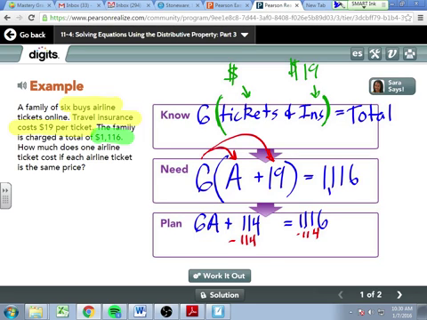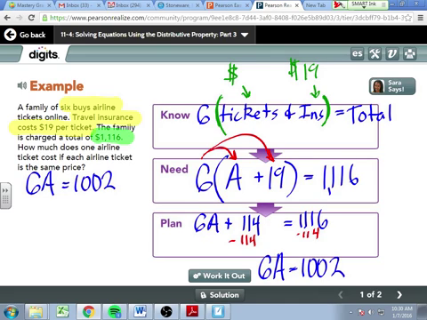And 1002. I'm going to come over here because I'm running out of space. 6a equals 1002. Zach just said then we divide by 6, because this 1002 is now the total cost of just the tickets. So all 6 tickets cost $1,002. So we divide by 6, we're really finding what? When you're finding the price of one thing, what's that called? Unit price.